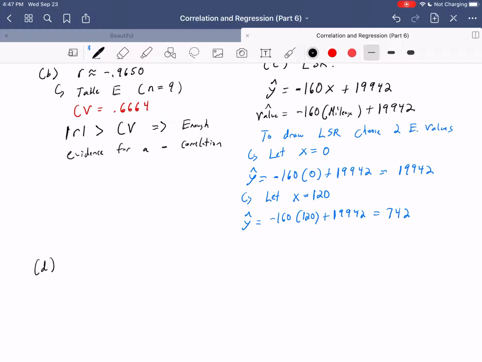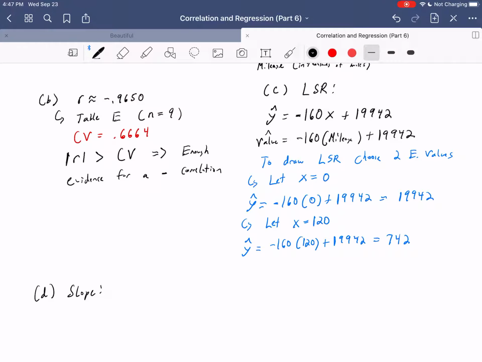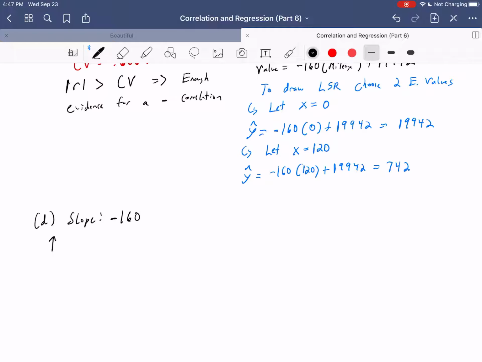All right, let's go ahead and talk about some of the components of that LSR. So let's talk about the slope and the intercept. We'll talk about the slope first. The slope, of course, is that negative 160. So remember, algebraically, we know that the slope means that when we go up 1 in x, this slope is what happens to y. So we would go down 160 in y. What does it mean to go up 1 in x? Well, x was the explanatory, which was the mileage. So when we go up 1 in the mileage, we're going down 160 in the value.